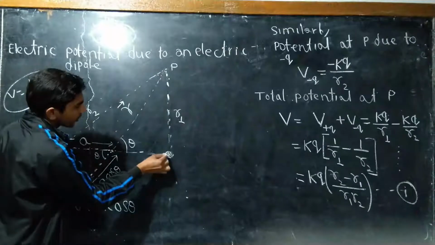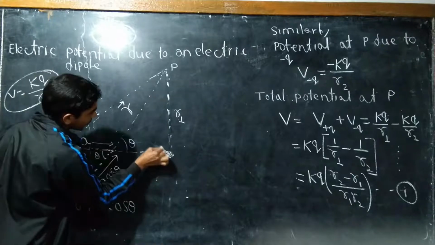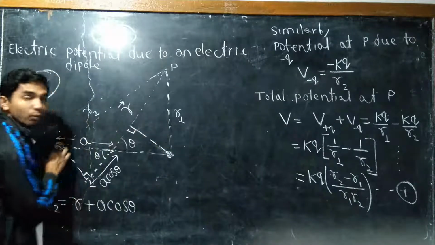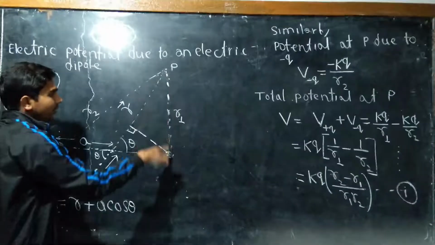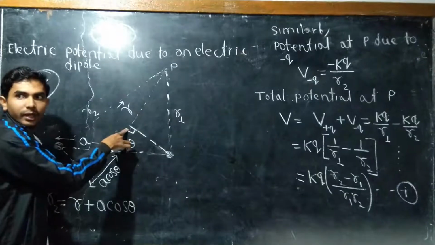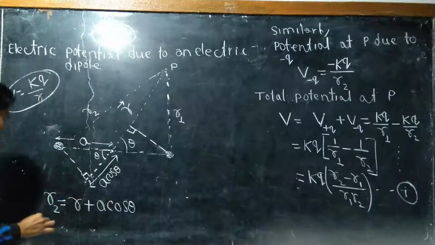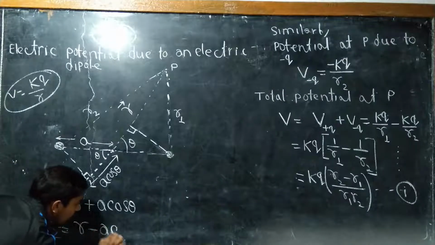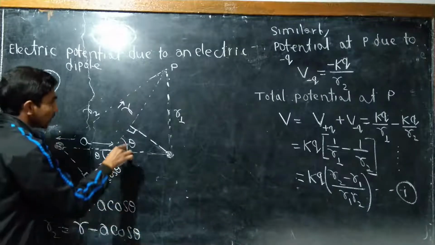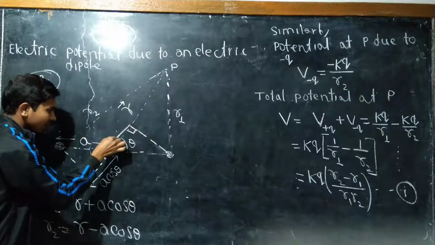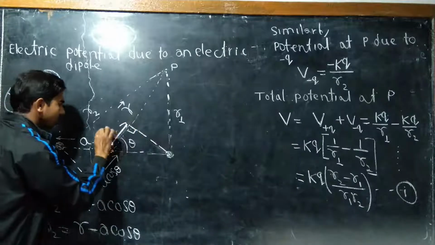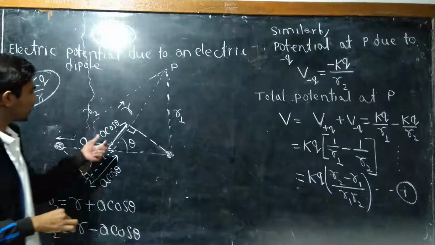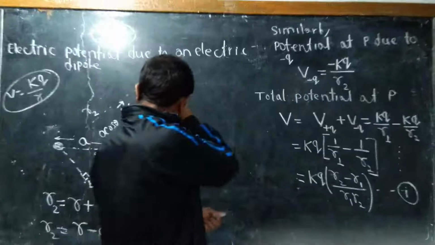Okay, so next I have to find this length. Again, if you draw a perpendicular from this point to this one, so this is perpendicular, and this length is equal to this length. So from here you are able to write R2 is equal to R minus A cos theta. Similarly, you can see now this length is A cos theta.